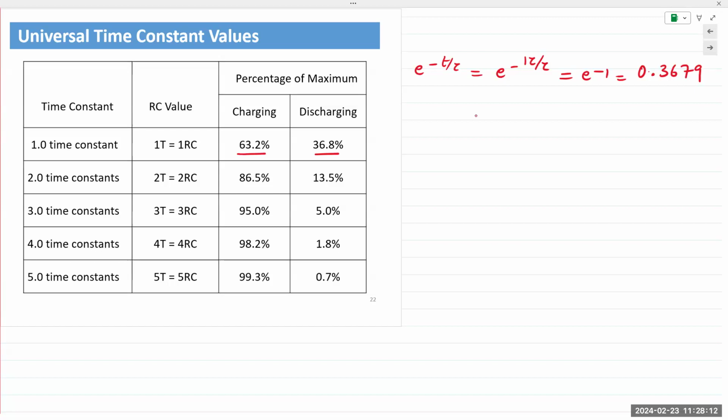And conversely, the same thing applies for charging. When it's charging, it acquires more than 50% of the max value after one time constant. It reaches 63.21% of the max value. And that's what those equations mean, right? Natural response is V0 times e raised to minus t over tau. So V0, which is the max value discharging, times e raised to minus 1. That's what it means.